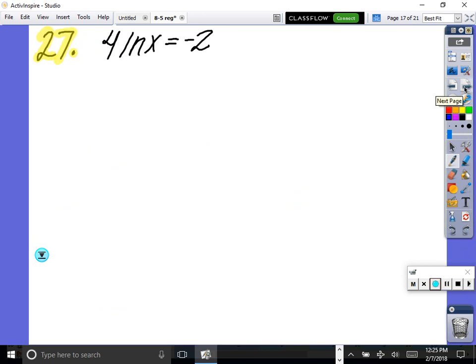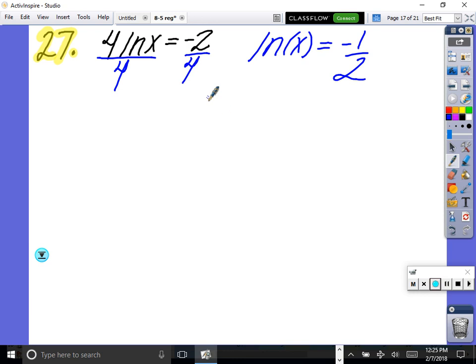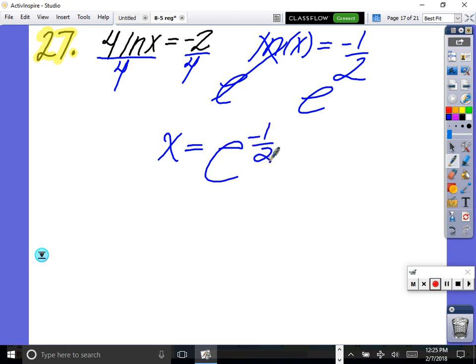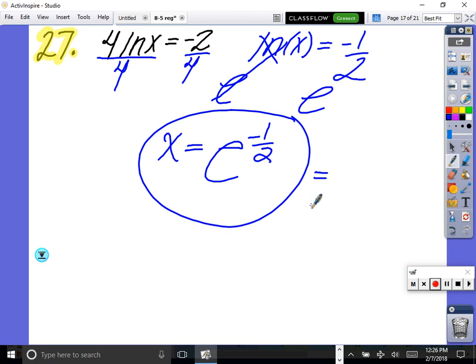27. Solve for x. What do you suggest I do? Divide by 4. So now we have ln of x equals negative 1/2. Then e both sides. E and ln undo each other. So our answer is x is equal to e to the negative 1/2. There's the pretty answer. Then type it into your calculator. And round, it says to 2 decimal places. So you got 0.61.